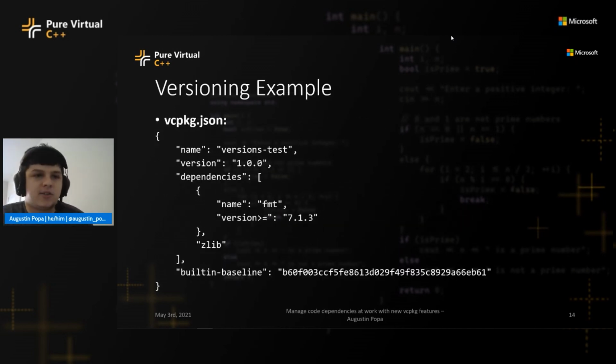This is an example of a vcpkg.json file. It looks essentially the same, except you can see we have version greater than or equals for FMT. So we're saying we want at least that version. We'll typically get that version unless it won't build, and then it might give me like 7.1.4 if that exists. And then zlib doesn't have a version specified, which means that I'm just going to get whatever the default is in that baseline. So you don't have to specify versions for every single dependency, but you do need to specify that built-in baseline so that we know exactly, like, okay, what is your default state?